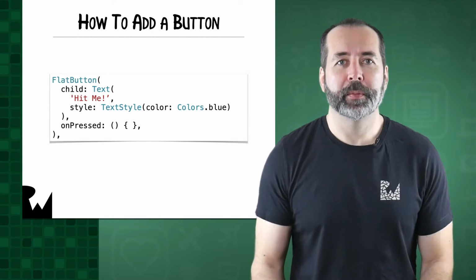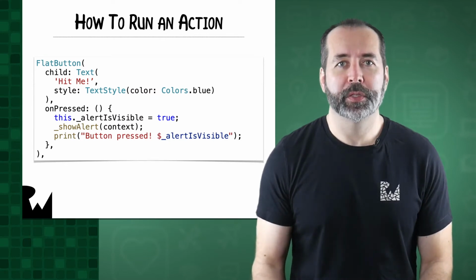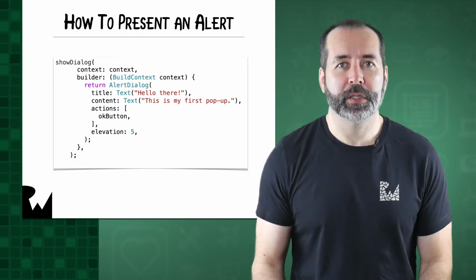Second, you learned how to add a button to the app using the Flat Button widget. Third, you learned how to make a button run an action when you tap it, such as updating the state variable. Fourth, you learned how to present an alert pop-up using the built-in Show Dialog function that you call from within your own method.